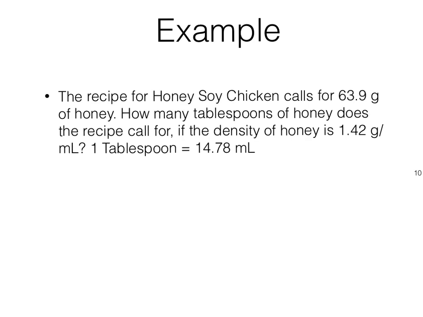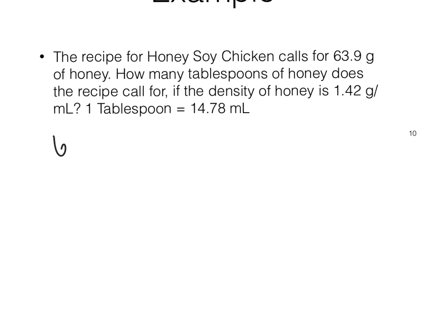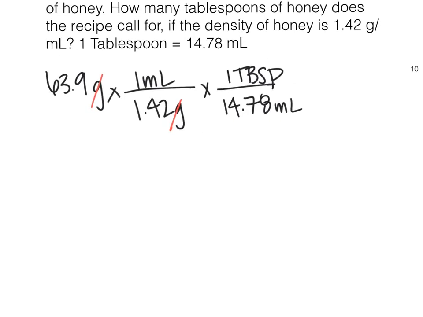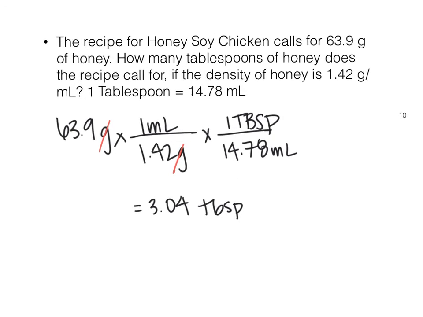So we are provided the following information. The density of honey is 1.42 grams per mL, and 1 tablespoon is 14.78 milliliters. So we're going to take our 63.9 grams of honey, and then we're going to use the density of honey, which is 1.42 grams in 1 milliliter. So if we use our units, that gets rid of grams. Then we're going to convert into tablespoons. So there are 14.78 milliliters in 1 tablespoon. When we plug this into our calculator, we get that there are 3.04 tablespoons of honey required to create honey soy chicken.